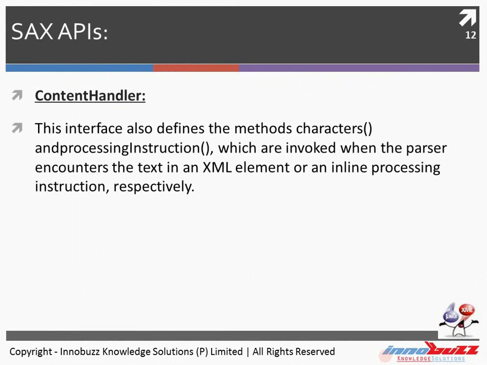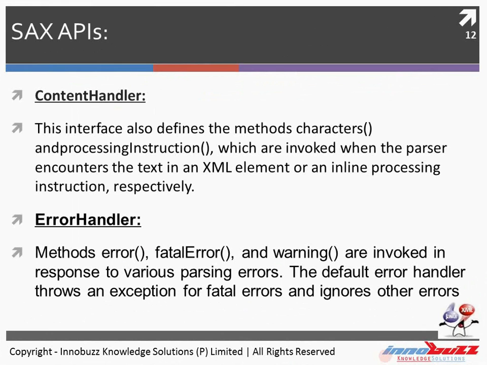Content handler. This interface also defines the methods characters and processing instruction, which are invoked when the parser encounters text in an XML element or an inline processing instruction respectively. Error handler. There are methods like error, fatal error, and warning, which are invoked in response to various parsing errors. The default error handler throws an exception for fatal errors and ignores the other errors.